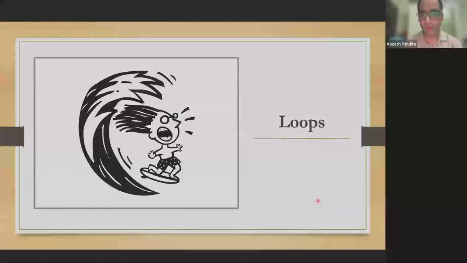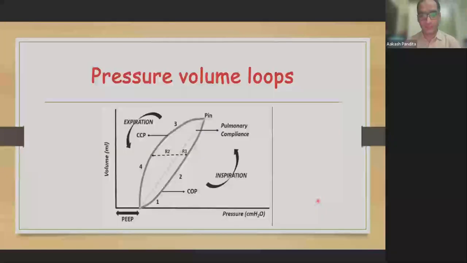Coming to the loops, where two variables are plotted against each other, we basically have two types of loops. One is the PV loop and the other is the flow volume loop. Coming to the PV loop, this is one of the most important graphics. Here we can see this is PEEP. This is the inspiration and this is the expiration.